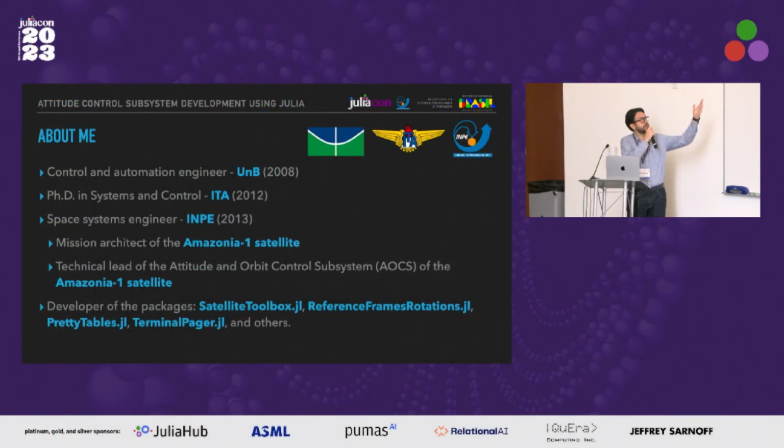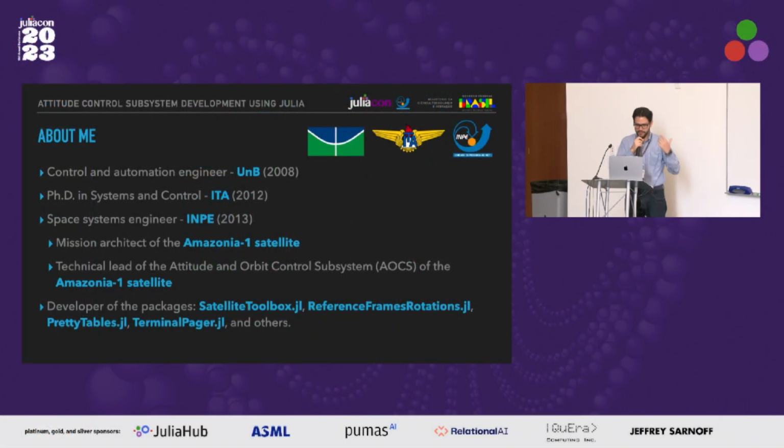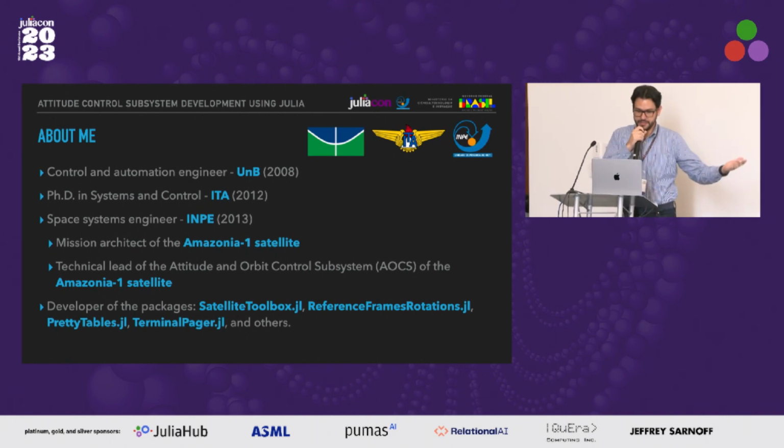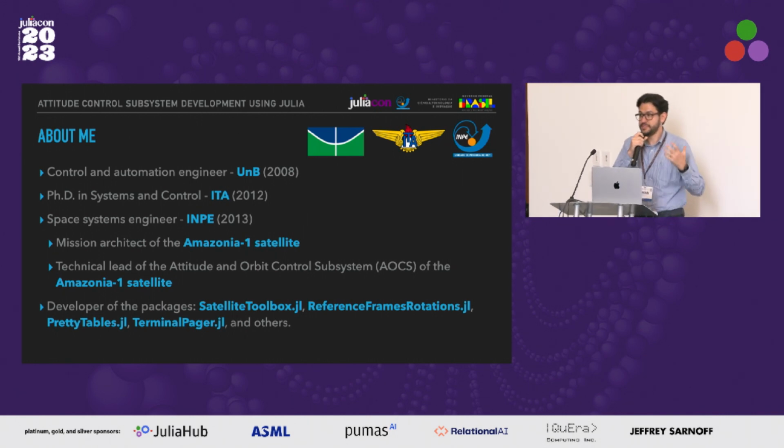If you don't know me, I am a control automation engineer. I have a PhD in systems and control. Since 2013, I'm with the Space System Division of the National Institute for Space Research, INPE, in Brazil, where I am the mission architect and also the technical lead of the Attitude and Orbit Control Subsystem, or AOCS, of the satellite Amazonia 1. In the Julia community, I'm also the developer of some packages like SatelliteToolbox, ReferenceFrameRotations, PrettyTables, TerminalPager, and some others.